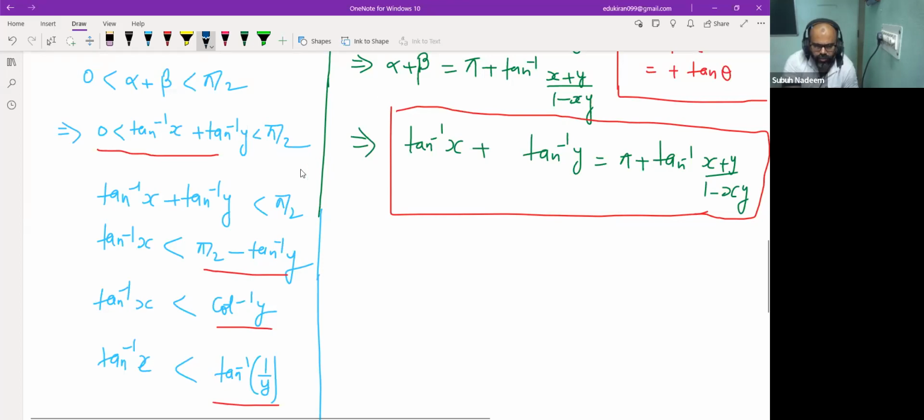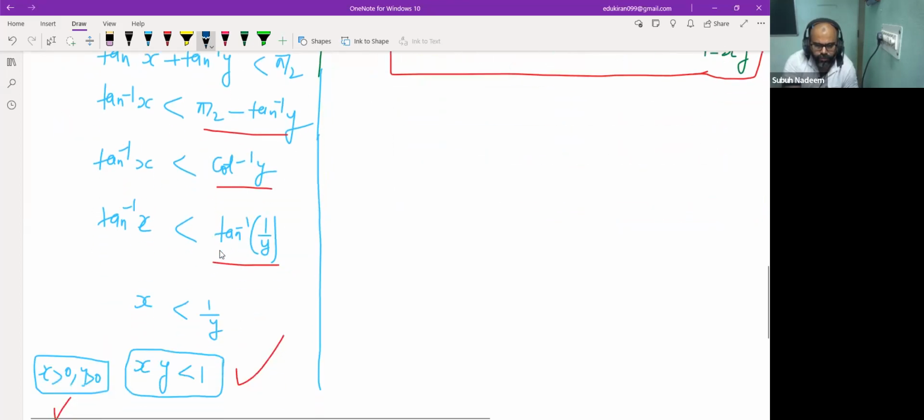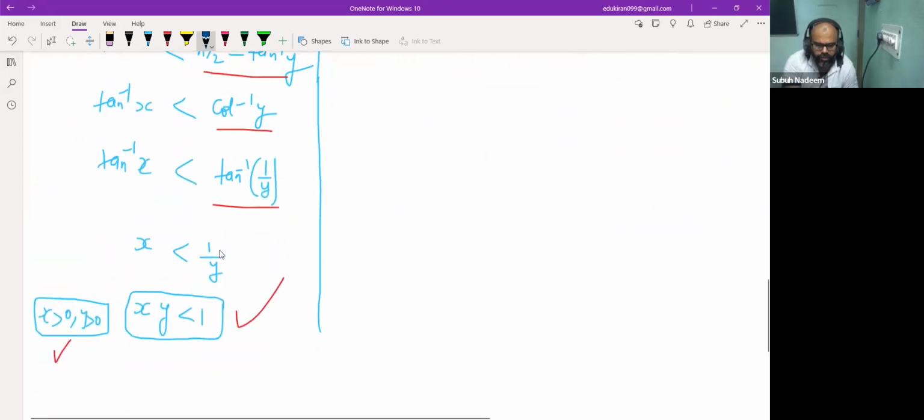I think you have written till here. These last two steps also you write.